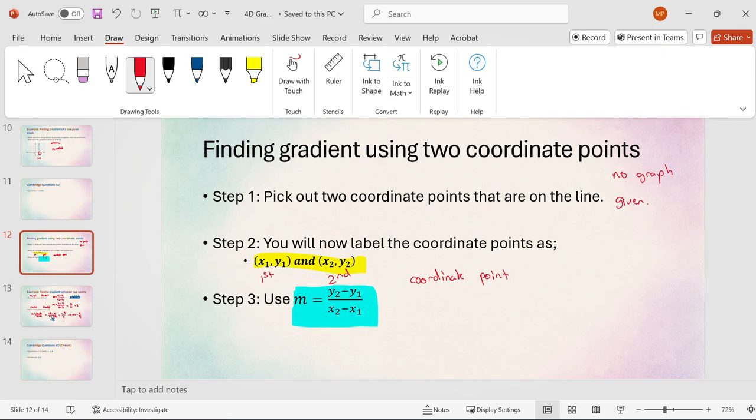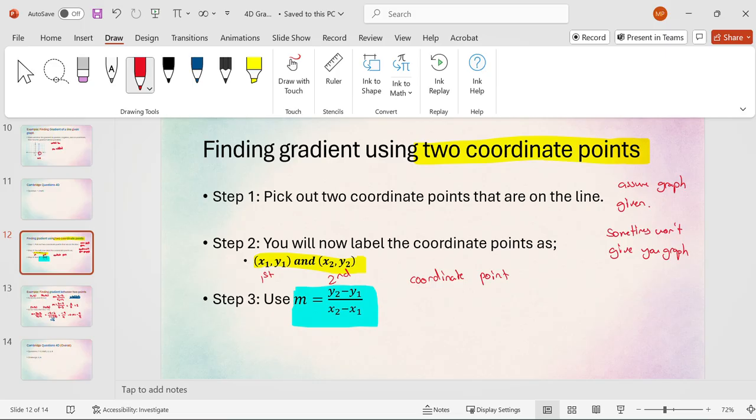Now, finding gradients using two coordinate points. Step one is pick out two coordinate points that are on the line. So this is assuming that there is a graph given, and sometimes they won't give you a graph. So they may give you graphs, and they may not at the same time.